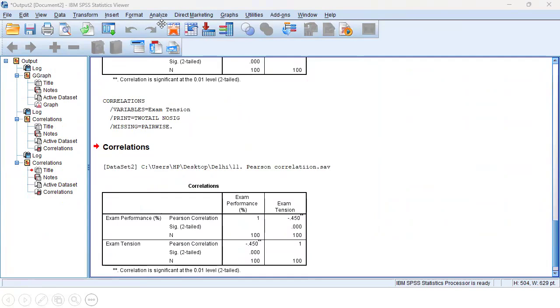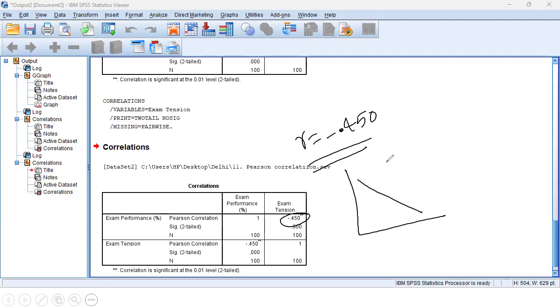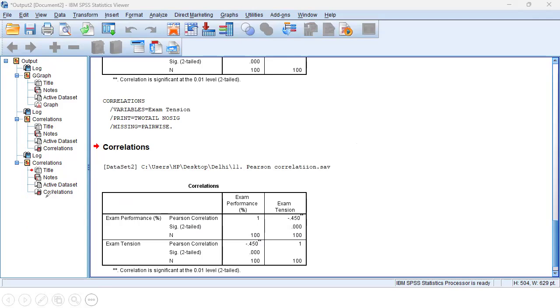So there is a negative relationship, R value minus 0.450. So there is a negative relationship between the two. So we can draw the graph also between the two, one variable exam performance, another exam tension. So here we can say there is a negative or inverse relationship between the two variables.